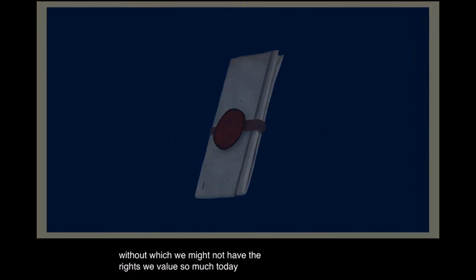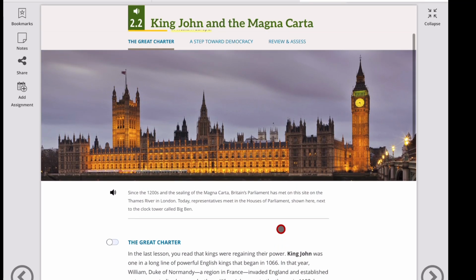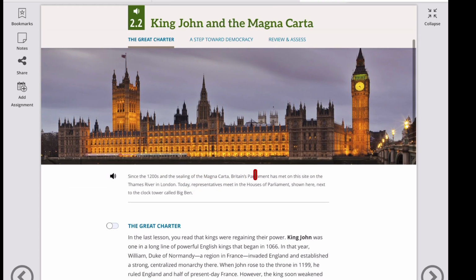From Lesson 2.1, we learned that the kings were regaining power. So King John is just one of the many kings who came from a long line of powerful English kings that began in 1066. During the Middle Ages, kings were very wealthy and powerful, like King John. However, kings like him wanted more. Their power and position were eventually weakened by waging a series of failed wars, and wars are very expensive.